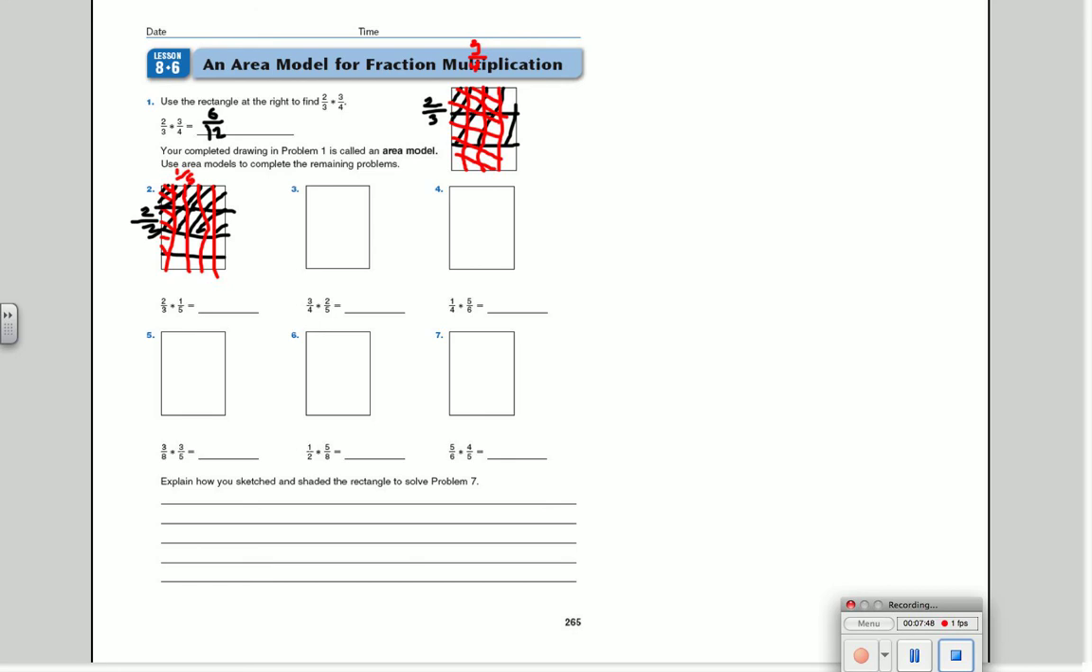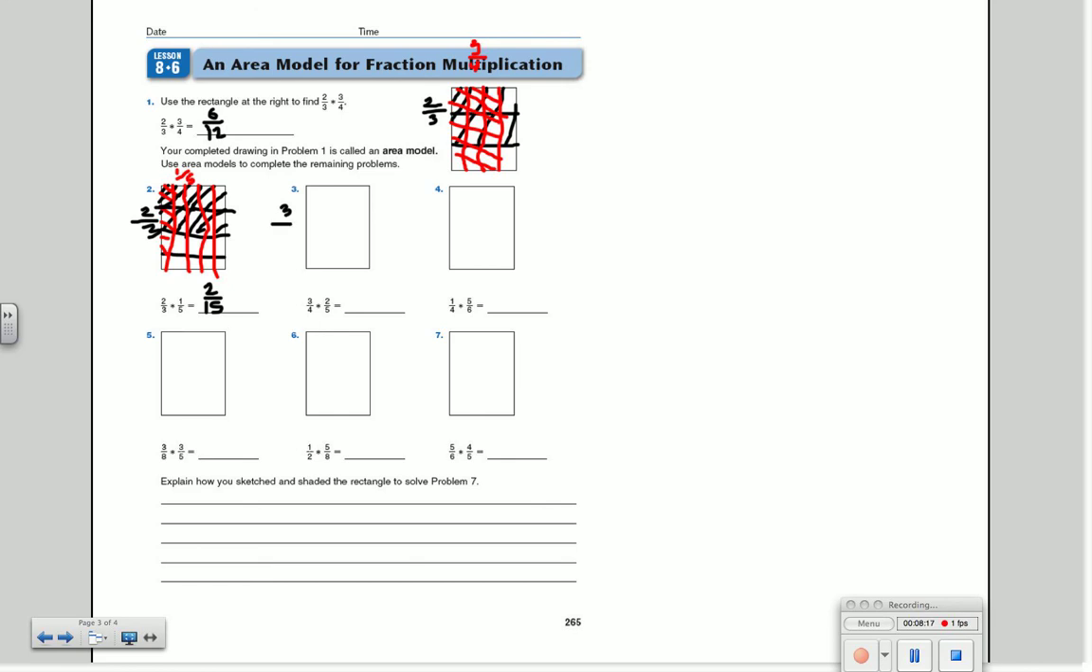Okay, so according to your area model, you should have 2 rectangles that are totally shaded in, one with each type of shade. So your numerator is going to be 2, and then your denominator is how many rectangles you have. You have 15 rectangles. Okay? I'm going to do the next one with you, then I'm going to have you pause and do the rest of them individually and check in with me.